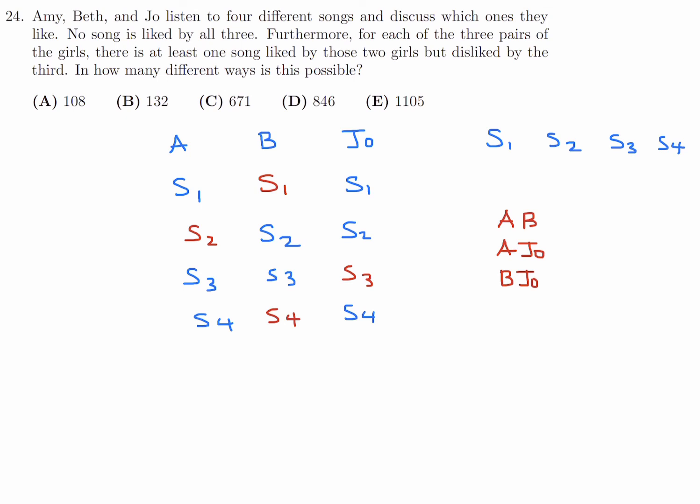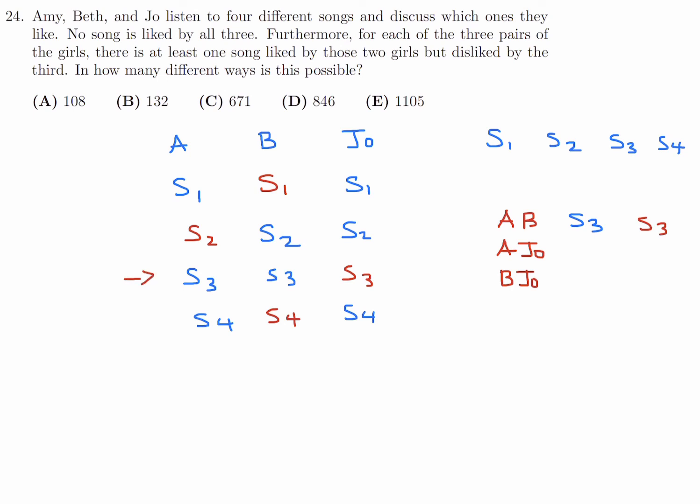For AB, which is the song that both of them like? Well, A and B both like S3. S3 was the one that both of them liked. And was it disliked by Joe? Yes, it was. So as you can see, that matches.